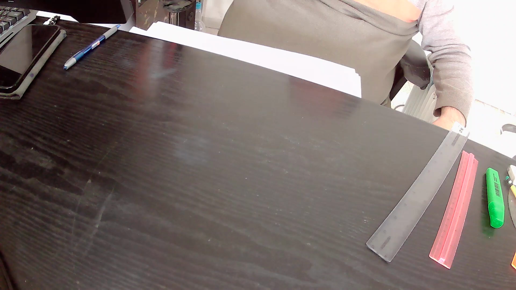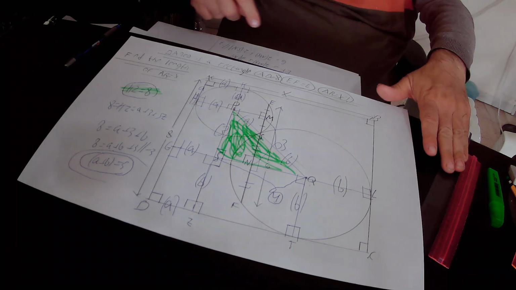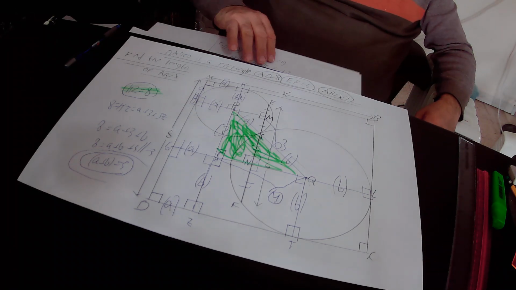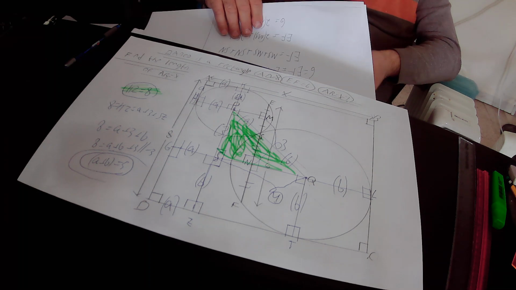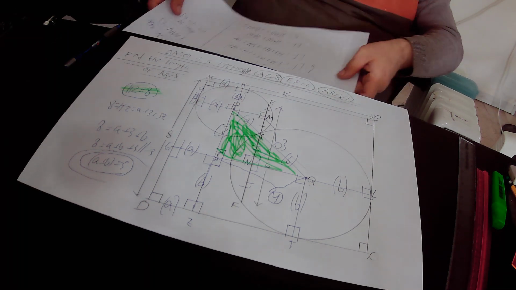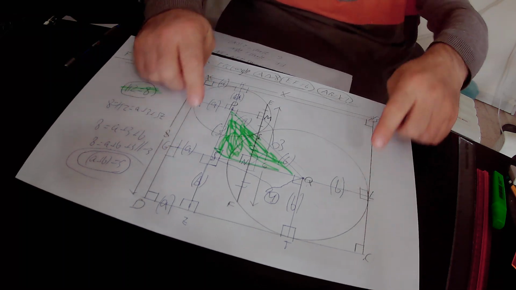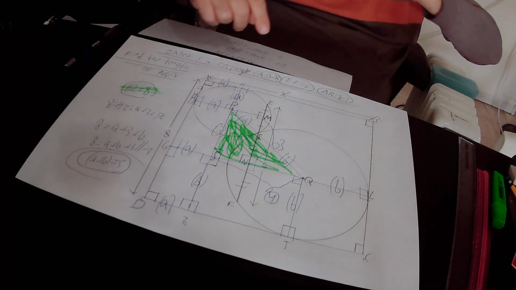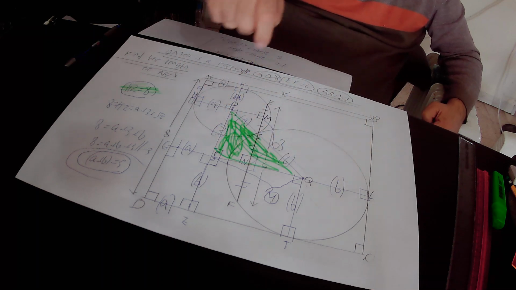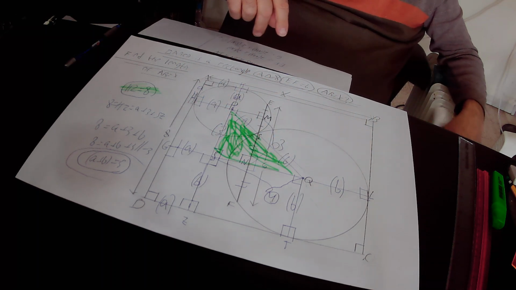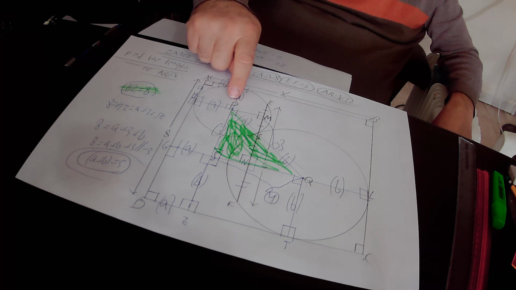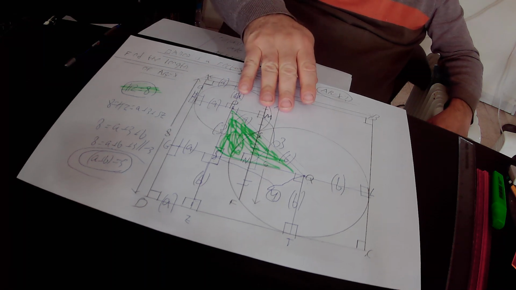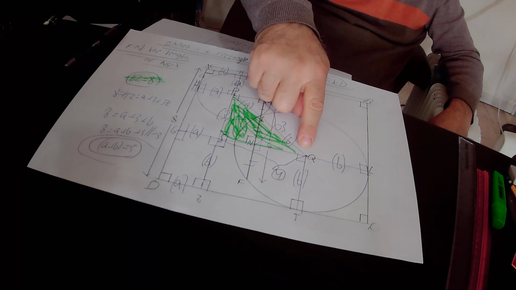So, first of all, we know that ABCD is a rectangle, and all the angles inside the rectangle are right angles. Those four angles are all right angles. They are equal to 90 degrees. Each angle equals 90 degrees because ABCD is a rectangle. We defined the center of this circle as point P. We define the center of this circle as point Q.